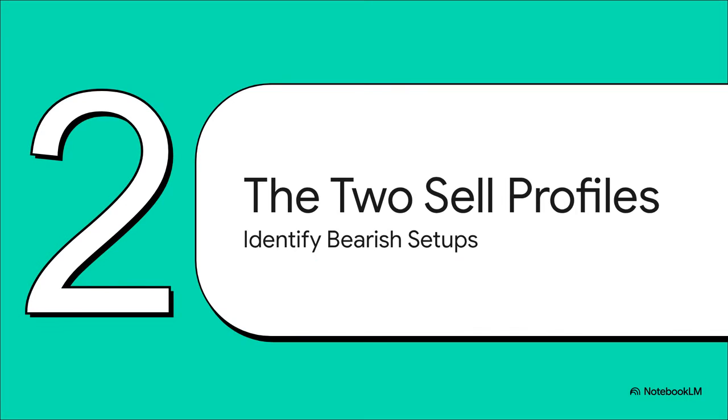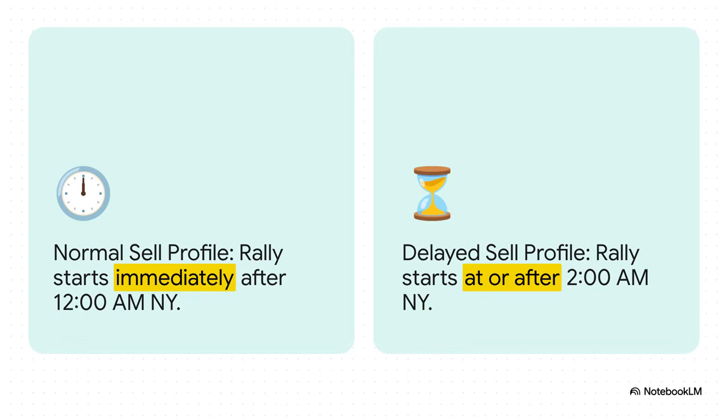All right, let's move on to our first set of profiles. Assuming your higher time frame analysis is telling you the market wants to go down, that your bias is bearish, here are the 2 main scenarios you should be looking for during the London session. So you've got the normal sell profile and the delayed sell profile.